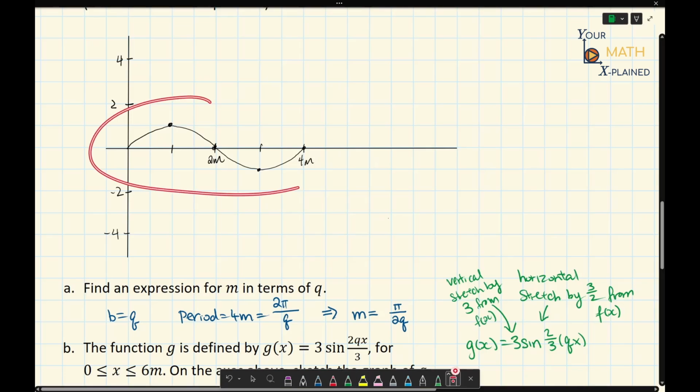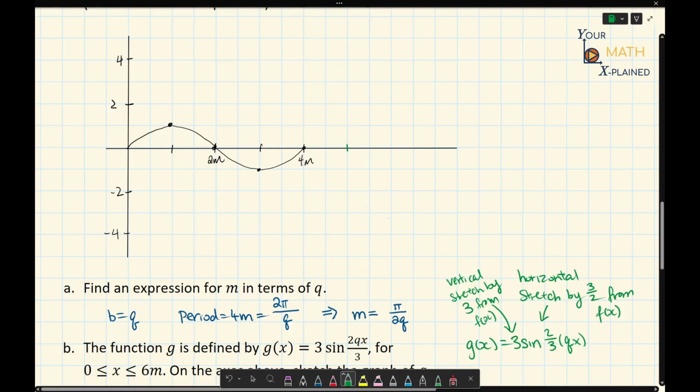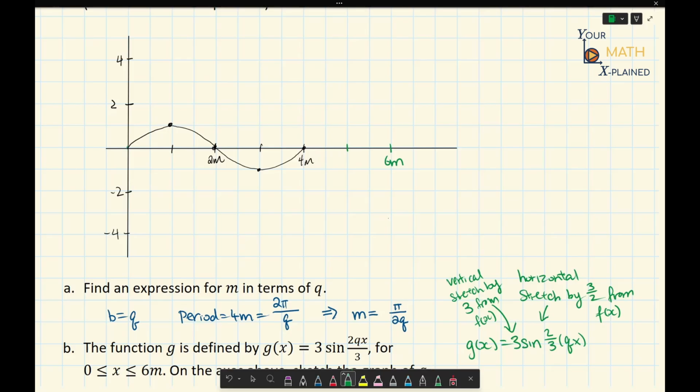So since this black graph on the screen here is what our f of x looks like, we know that our g of x is going to be stretched horizontally by a factor of 3 over 2 from this graph here. So that tells us we are going to have a period of 6m. And since we have no horizontal shift, that means we're still going to start at the origin. And then halfway between 0 and 6m, we're also going to be at 0.